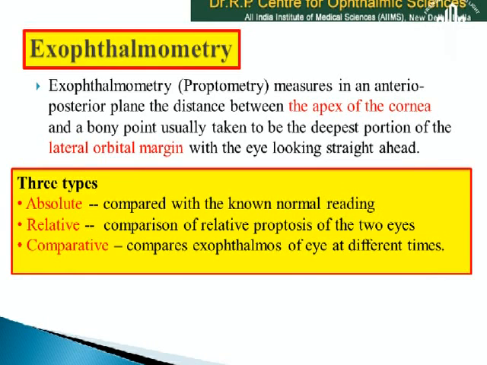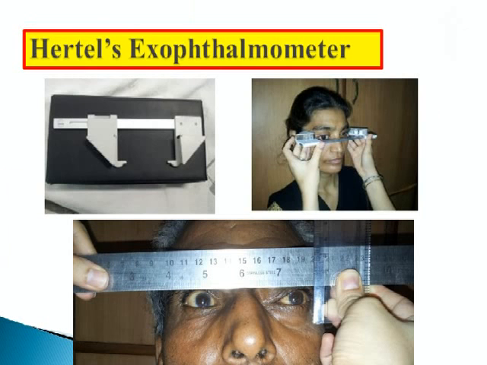It can be of three types: absolute, wherein you compare with the known normality; relative, where the comparison of the proptosis of the two eyes is done; or comparative, where it compares the exophthalmos of the eye at different times. Now, this is what we generally use, the Hertel's exophthalmometer, and we first and foremost should always mention the bar reading, because that is one which can falsely give the readings. And abaxial proptosis can also be documented with the help of two rulers.